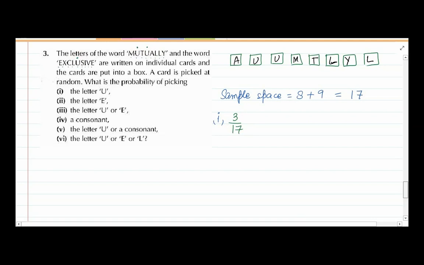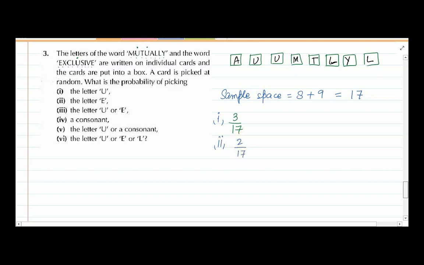It says the letter E. Now first thing, you need to count the letter E. So in "mutually" we don't have a letter E, right? So we need to check "exclusive". In "exclusive" we got 1 E and second E. That means we got 2 E's, right? So it will be 2 divided by 17. That is second part.